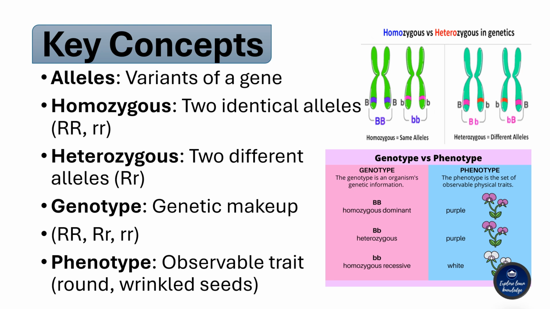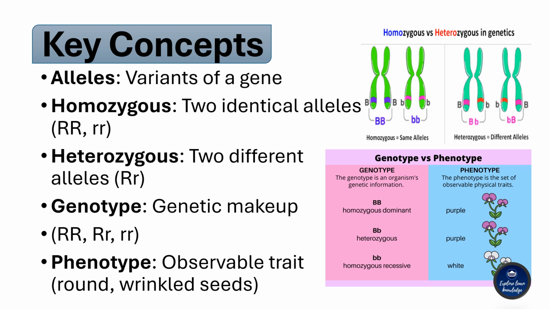Alleles. These are different versions of a gene. For example, the gene for seed shape in pea plants has two alleles, one for the round seed and one for the wrinkled seed. Homozygous: an organism with two identical alleles for a trait, such as capital R capital R or small r small r. Heterozygous: an organism with two different alleles for a trait, such as capital R with small r.